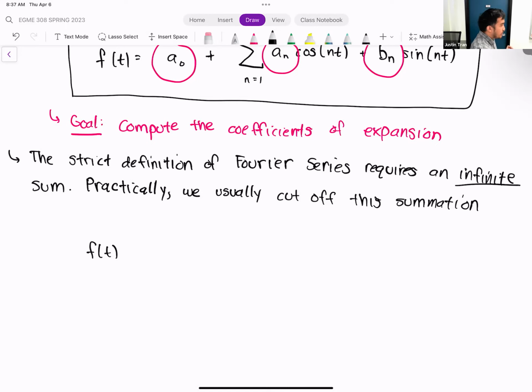Instead of an equal sign, so now that we're essentially cutting off some terms, we're not adding an infinite sum, we're not going to have a straight up equal sign anymore. Okay, so I'm going to have a squiggly equal sign instead. Okay. So this squiggly equal sign basically means approximately equal to.